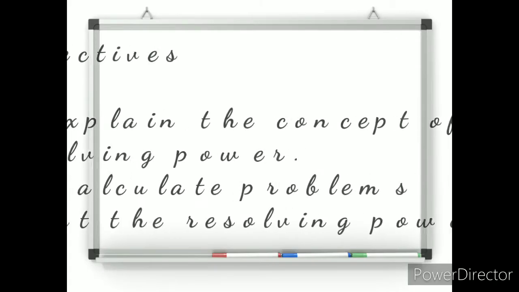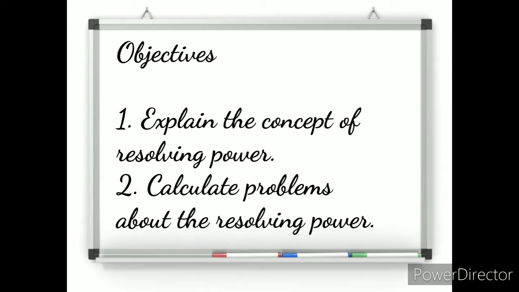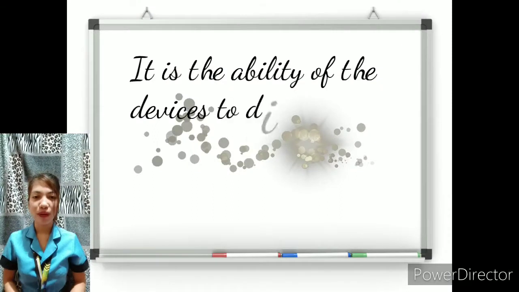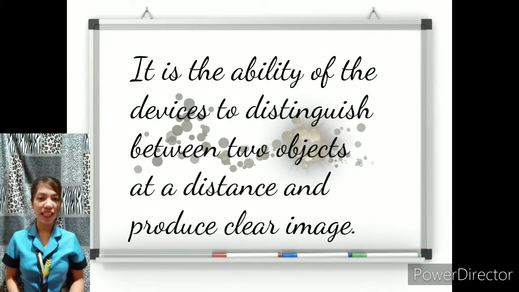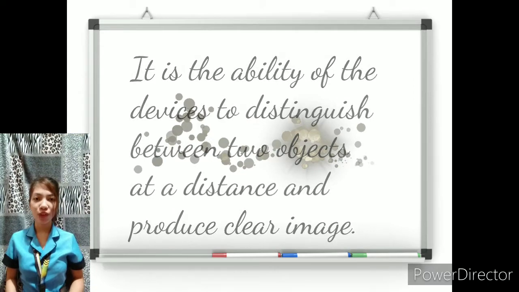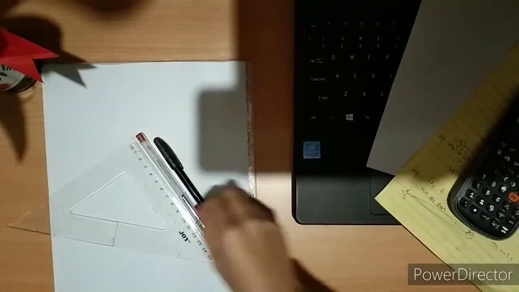At the end of this video, the student should be able to explain the concept of resolving power and calculate problems about the resolving power. So first, what is meant by resolving power? Resolving power is the ability of the devices to distinguish two objects at a distance and produce a clear image.